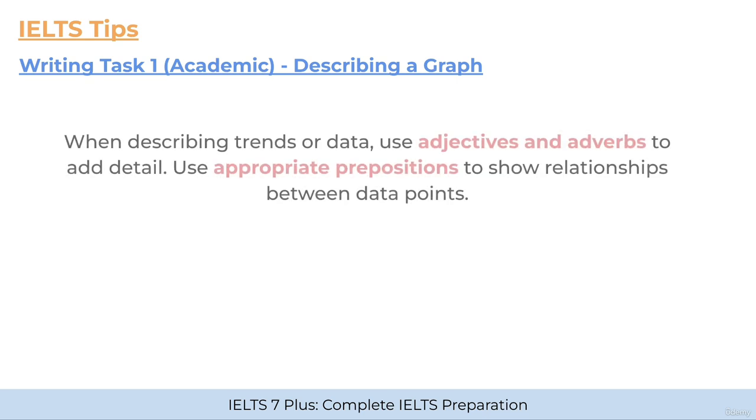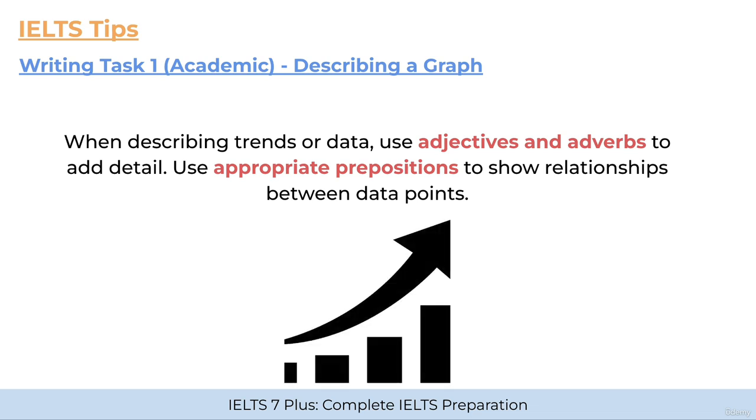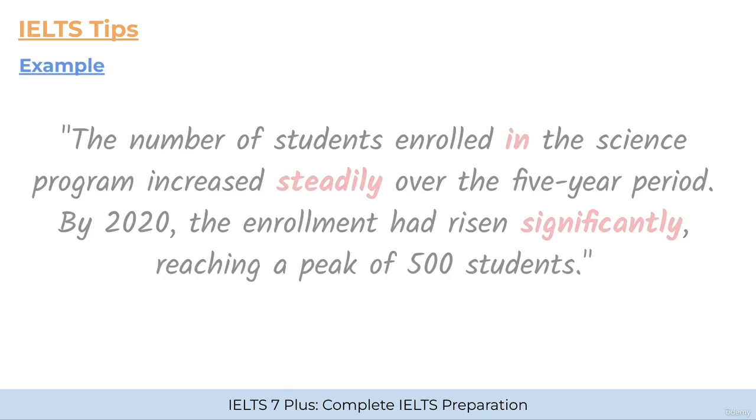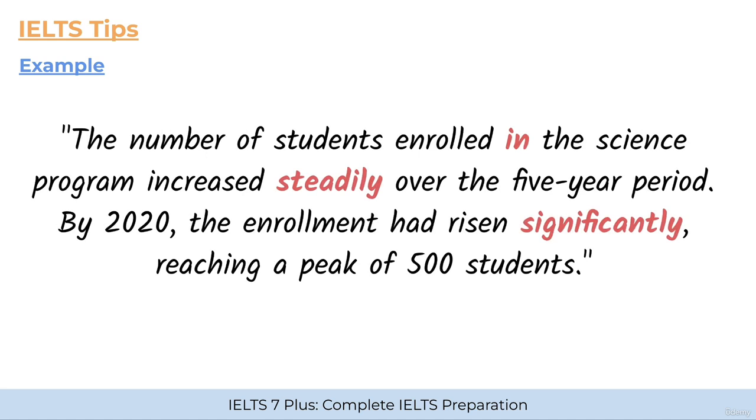If you're describing a graph, you can use adjectives and adverbs and appropriate prepositions to show the relationships as well. Example, we could have the number of students enrolled in the science program increased steadily over the 5-year period. By 2020, the enrollment had risen significantly, reaching a peak of 500 students. So there we go, the words in red, we've got in as our preposition. Words like steadily, significantly, describing how something has happened are adverbs. So that's really nice to use that for our task 1 as well.